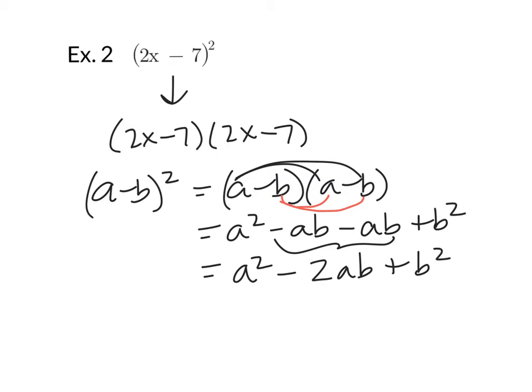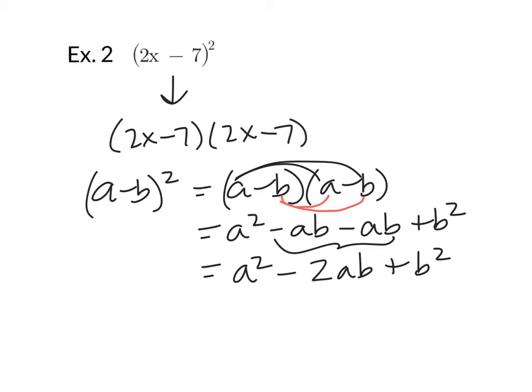This pattern will always happen. When we square the binomial a minus b, your answer will always have three terms. The first term will be a squared. That's your first term of your binomial squared. And then the middle term will be the two terms multiplied together and doubled, and of course they would be negative. And then the last term will be the last term of the binomial squared.